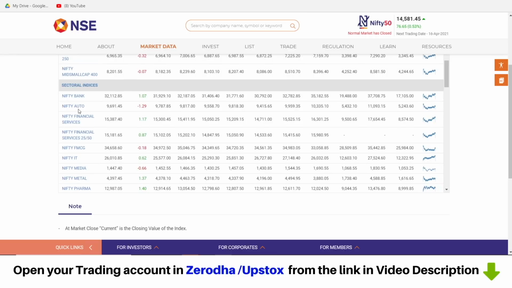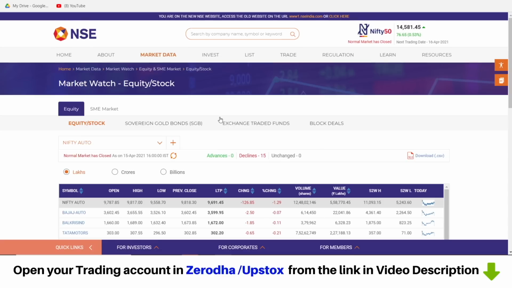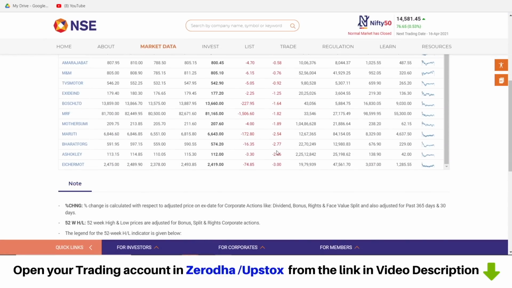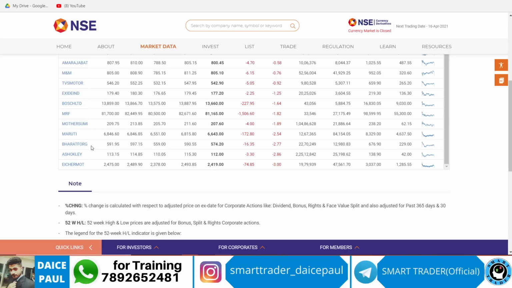Let's say these are positive, and in the morning it was negative, so I will go to the auto sector. The market was negative, so I went to the negative sector, and I will try to see which is the negative stock for that day. So let's say Eicher Motor, Ashok Leyland, Bharat Forge were the stocks. Maybe you would have bet on Eicher Motor at that particular time.